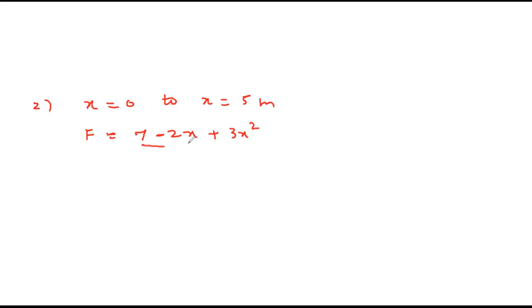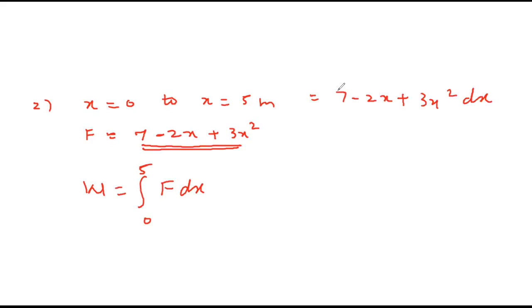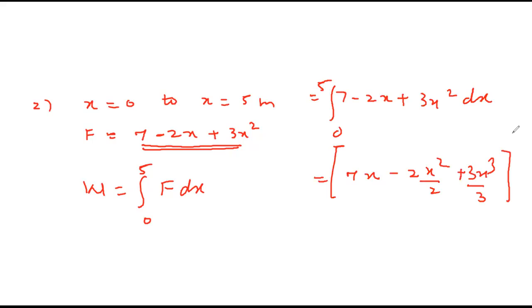Again, I can see force is not constant. So work done is integration of force for small displacement dx from 0 to 5. That is 7 minus 2x plus 3x square dx from 0 to 5. So this will become 7x minus 2 times x to the power 2 upon 2, plus 3x raised to 3 upon 3, from 0 to 5. So the 2 cancels, the 3 cancels.